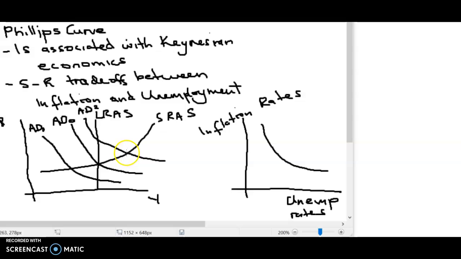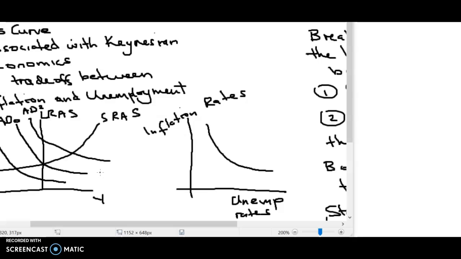In this case, we're above our potential level of output, so we have a drop in unemployment because we're producing so much. However, what we see is that the prices are increased, so we have lower unemployment but higher levels of prices, so higher inflation.